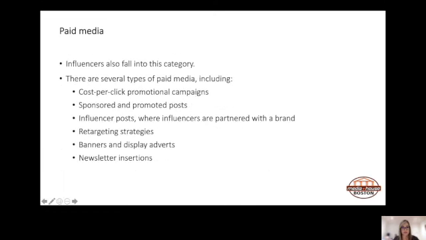Influencers will also fall into this category. Companies, including radio stations, can pay influential individuals who have a strong online following and who know how to craft strong content that their followers will be interested in, in order to promote their products. There are several types of paid media, and these include cost per click promotional campaigns, sponsored and promoted posts, influencer posts where influencers are partnered with a brand, retargeting strategies, banners and display ads, and newsletter insertions.